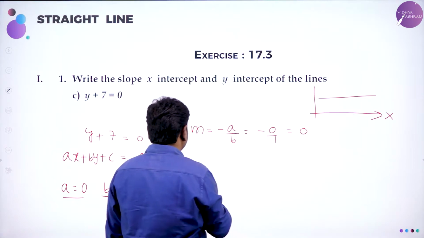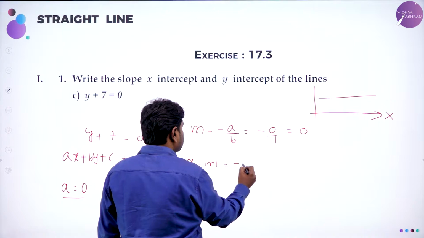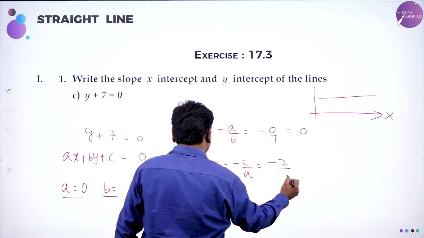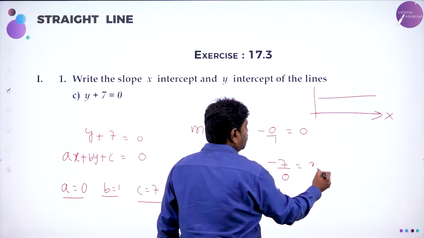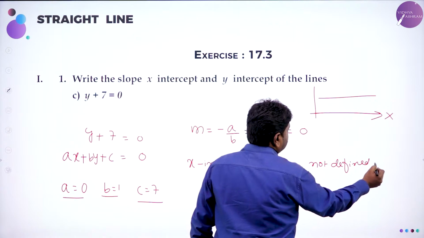Now other important thing, x-intercept. What is x-intercept? X-intercept means minus c by a, minus c, minus 7, divided by a, which is 0. Anything by 0 is not defined. Not defined, infinity, or we say not defined.